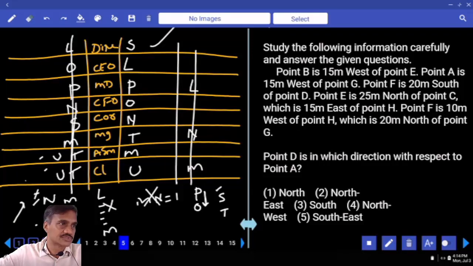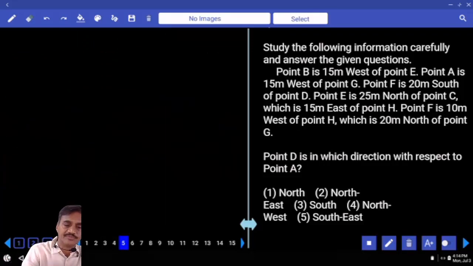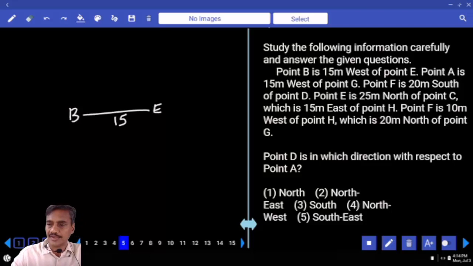B is 15 meters to the west of E. Now the distance between these two is how much? 15. And A is 15 meters to the west of E. And F is 20 meters to the south of E. E is 25 meters to the north of C. The distance is 25.